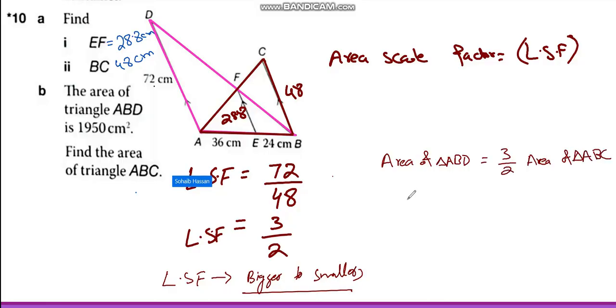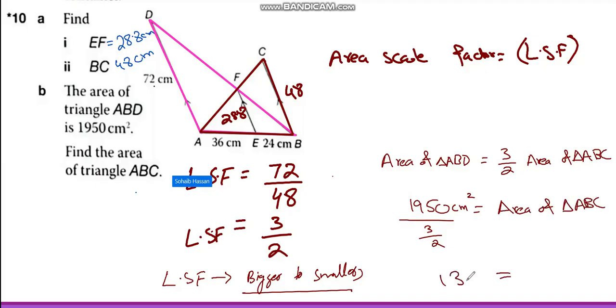As we already know the area of ABD, which is 1950, we can divide this area by 3 over 2 to get the area of triangle ABC, and that will be 1300 centimeters square. So why actually did I divide the area of ABD by 3 over 2? Because this was the ratio of the bigger side to the small side. Means the area of ABD, means bigger triangle, will be equal to 3 over 2 times the area of smaller triangle. Let's proceed to next question.